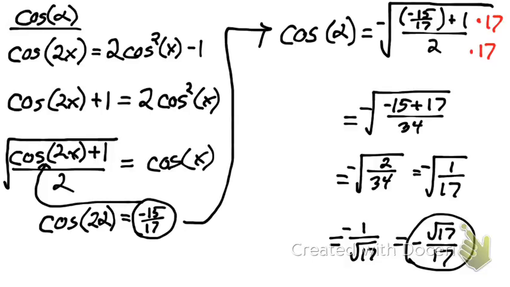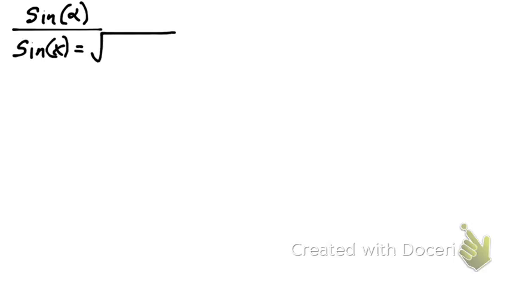All right, so our next thing. We found cosine alpha, so we're going to go ahead and find sine alpha. In order to find sine alpha, we go back to the fact that sine of x equals the square root of 1 minus cosine squared x. That came from sine squared plus cosine squared equals 1, manipulated to solve for sine x.